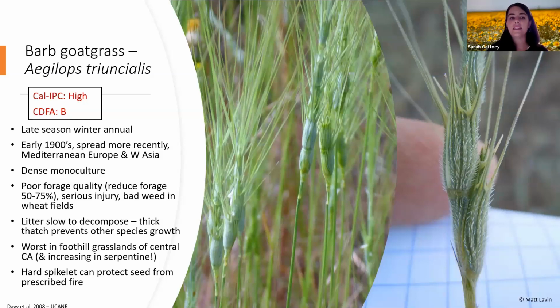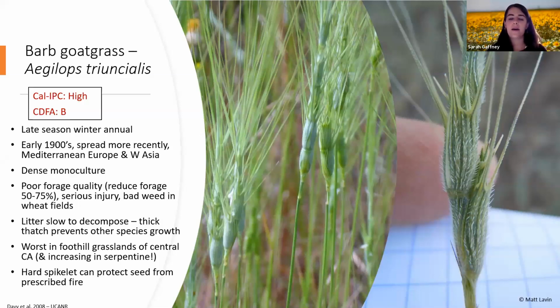Like the other two, they form incredibly dense monocultures of poor forage quality. They have a very high carbon to nitrogen ratio in the leaves and stem. That just means that there's more carbon essentially than nitrogen, so there's less nitrogen in the biomass, and we want grasses with a lot of nitrogen because that's what makes it tasty and nutritious to animals. This has very little nitrogen in it, so it's very poor quality. Because of the awns on the seed heads that harden, they can cause serious injury to cattle. They are also a very bad weed in wheat fields.